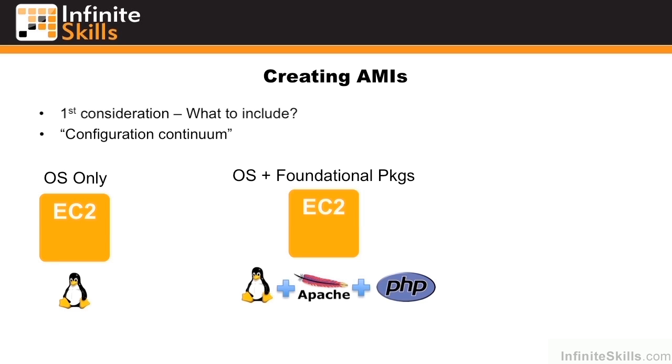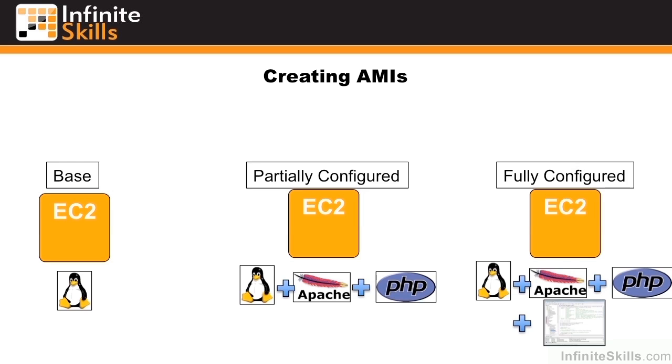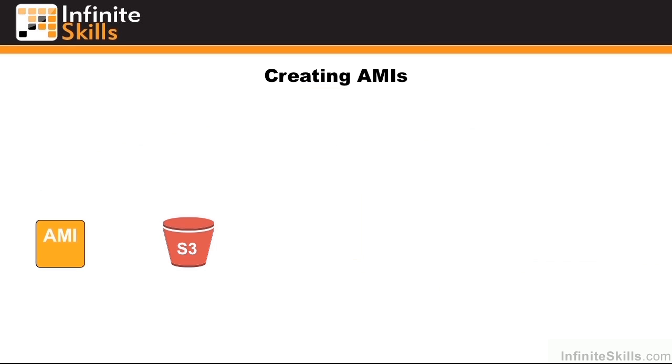Here in the middle, we've additionally installed Apache and PHP, or some foundational packages, into this EC2 instance. And over here on the far right, we have all the above, plus potentially some of your code. These are what are known as base, partially configured, and fully configured AMIs. You can burn any of these to an AMI.